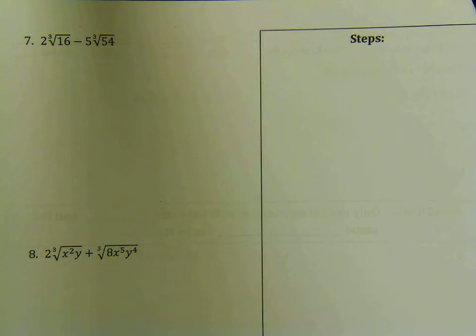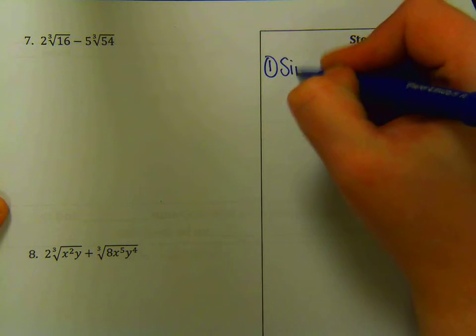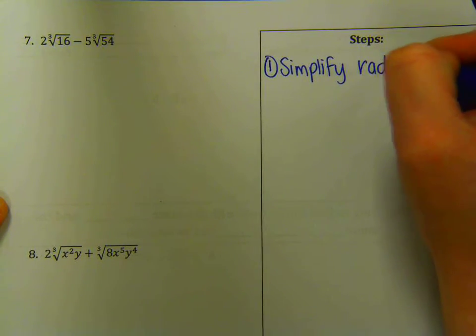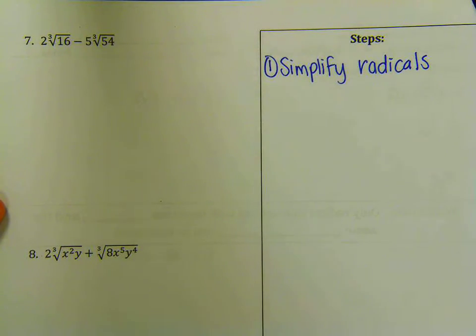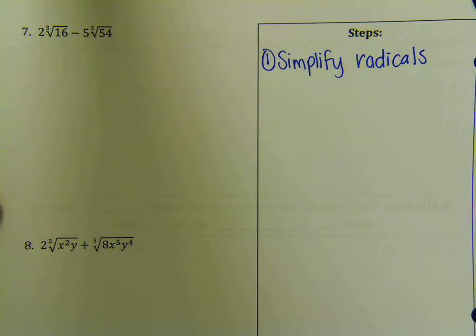Okay, on the second page, the only difference between number 7 and all of the other ones we've done so far is the fact that the index is 3, not 2. So I'm going to treat it the same way. Step one, simplify radicals. Now I do have the steps going along the side just so you can go back and figure out what you're doing later on if you forget before the quiz or the test.